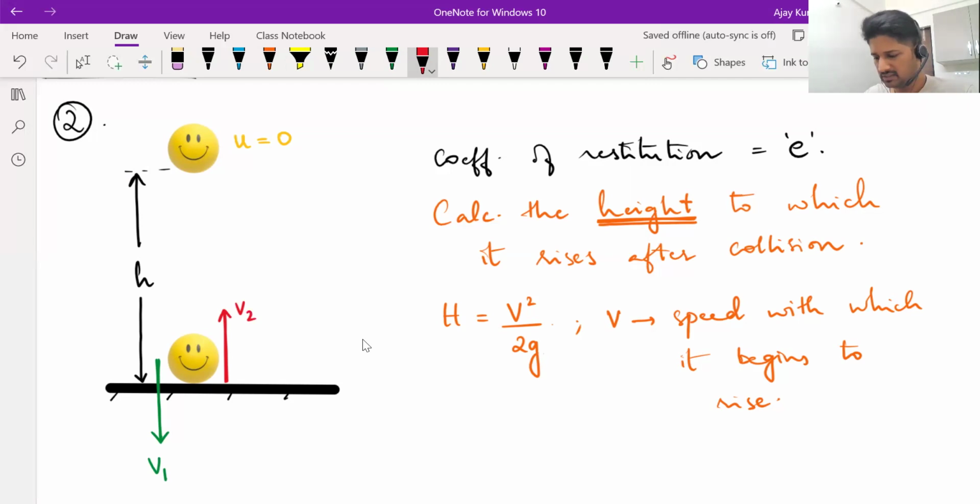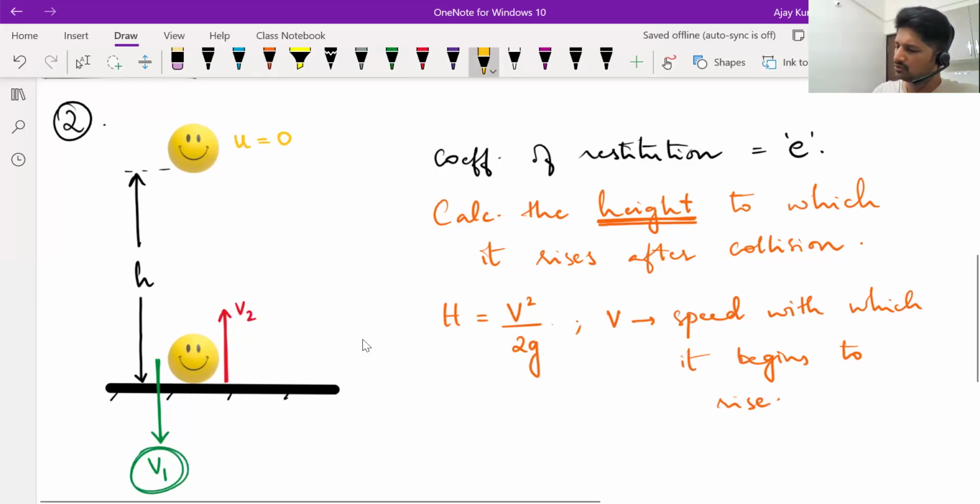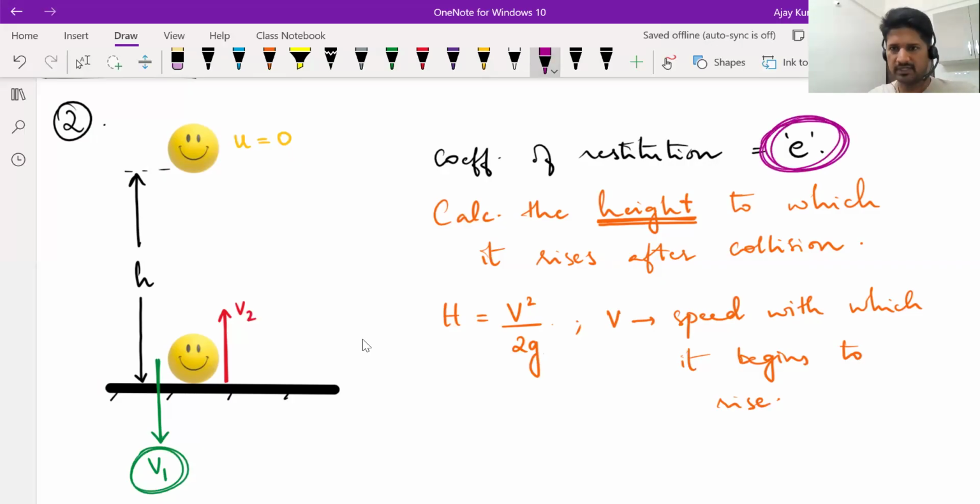How high it is going to rise after collision depends on this speed, the speed with which it begins to rise. So effectively, what you need to do first is find out the speed of the ball after collision. And to find speed of the ball after collision, you need to know the speed of the ball before collision, so that you can make use of this coefficient of restitution and determine with what velocity they separate. Okay, because coefficient of restitution is a ratio of speed of separation to speed of approach. Okay, to find out the height, what we need is the speed of separation.